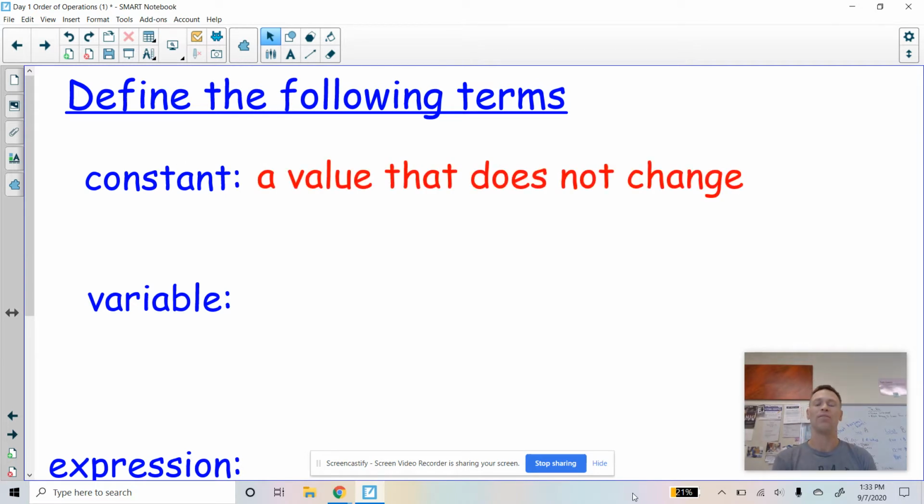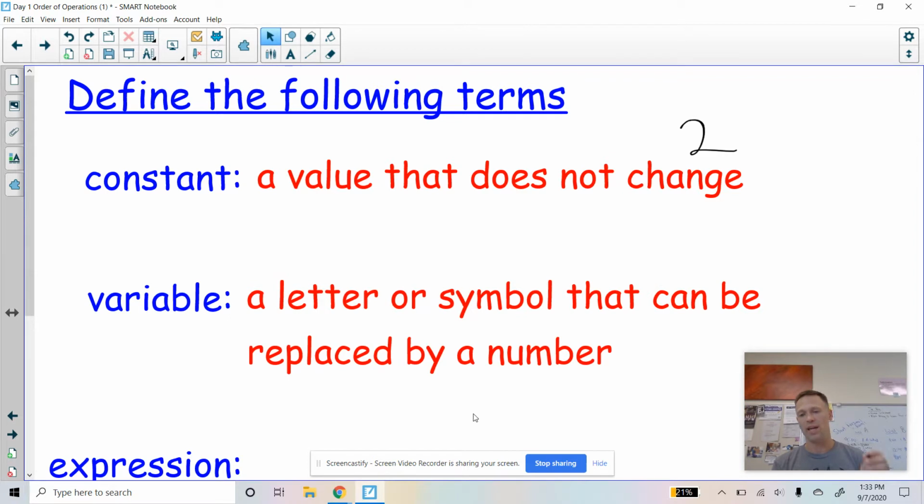A constant is a value that does not change, and constants don't change, right? It just makes sense. What that means is, like, the number 2 is a constant because it's the number 2. You don't change it. The number pi is a constant. You can't change it. It's pi. It's what it is, okay? So constants you can typically think of as numbers.